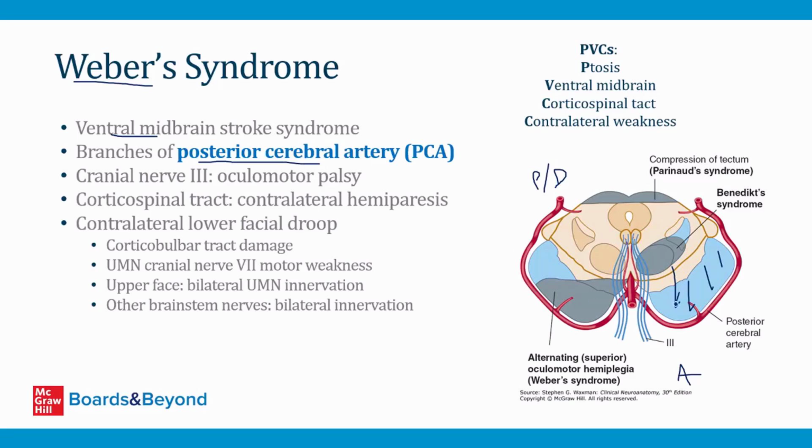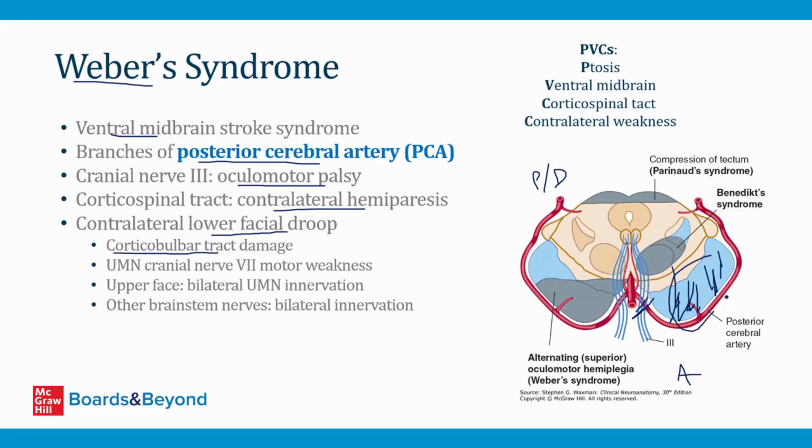And what's going to happen when you have damage to this region down here is you're going to get some of those cranial nerve 3 fibers. And once again, you will have an oculomotor palsy on the side of the lesion. Also, you will damage the corticospinal tract because it's running out in this region like here, as we talked about. That's going to cause contralateral hemiparesis. And then finally, patients will develop contralateral lower facial droop. So why does this happen? This occurs because of damage to the corticobulbar tract.